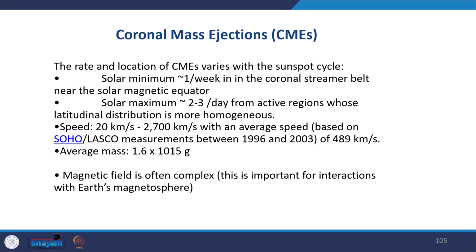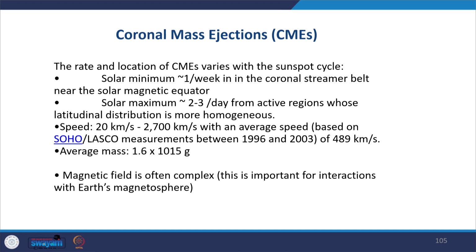So during the maximum, it is more likely to be this. During the minimum, it is more likely to be something else. Okay. So during solar minimum, just like we have seen, one ejection per week in the coronal streamer belt near the solar magnetic equator is expected. And during solar maximum, during active periods, you can expect 2 to 3 ejections per day from the active regions, whose latitudinal distribution is more homogeneous.